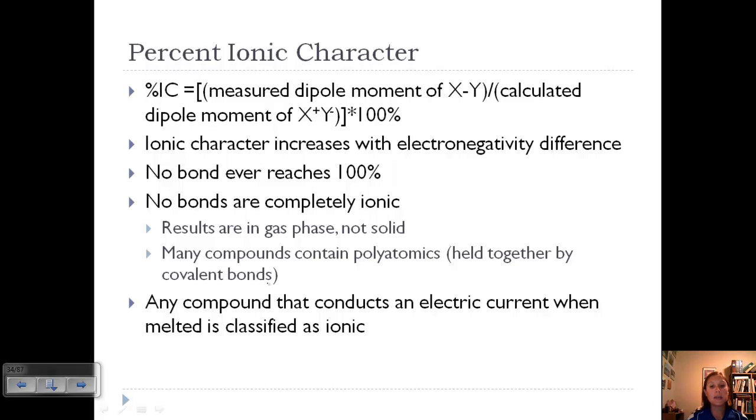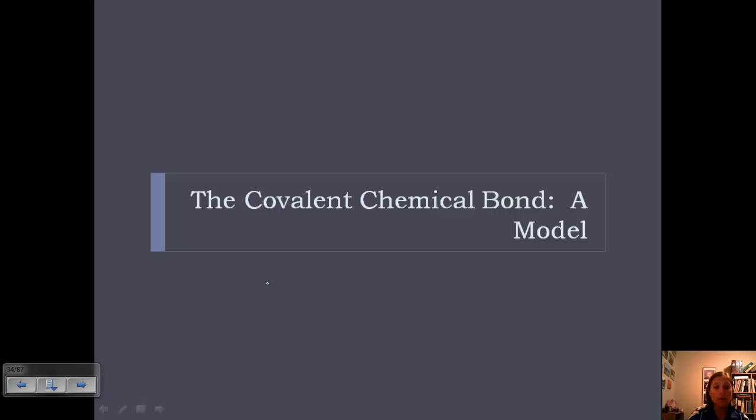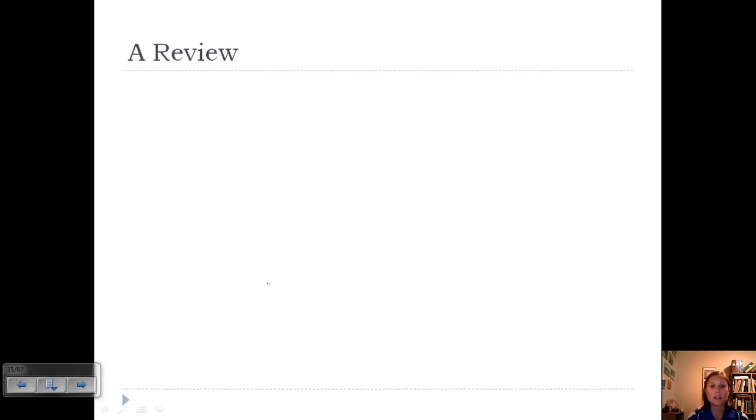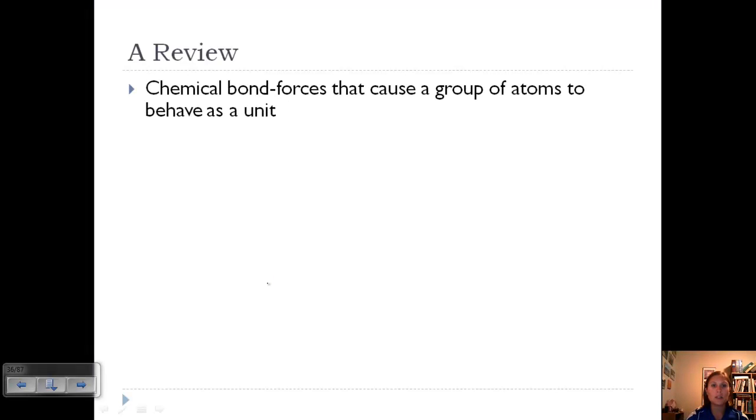So any compound that conducts an electric current when melted is also classified as ionic. And remember, it can also be dissociated in water and conduct electricity as well. Okay, so now let's talk about the covalent bonds. Let's do a little bit of review.